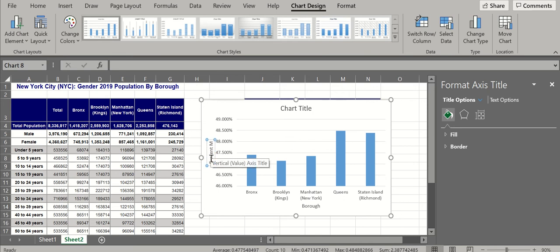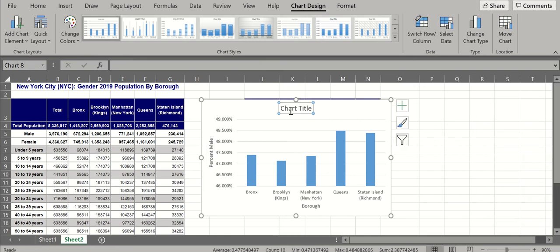Male, right? And your title for this one would be something like male, percentage of male population. Percentage of male population in 5 boroughs, right?